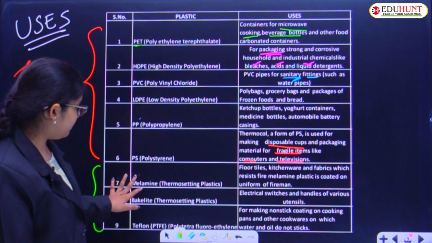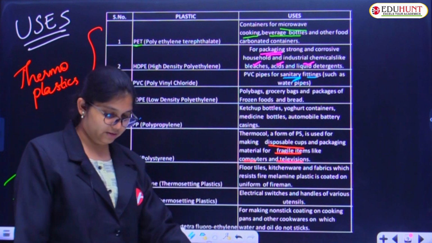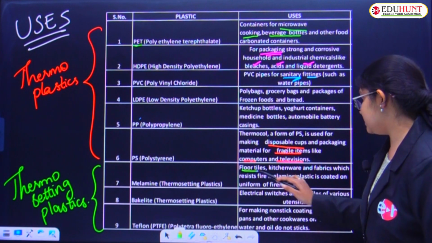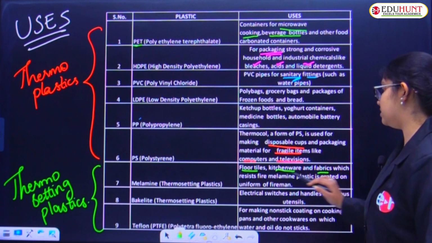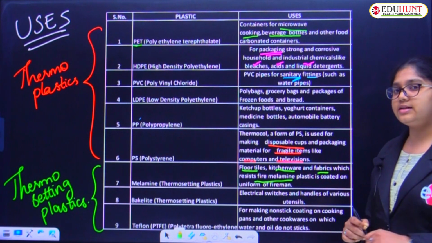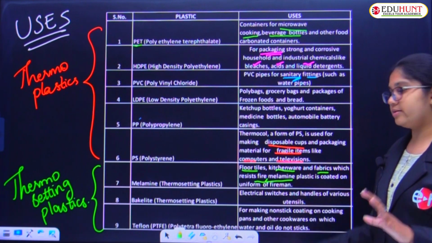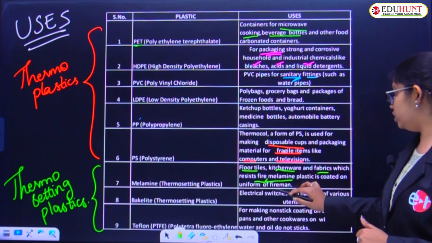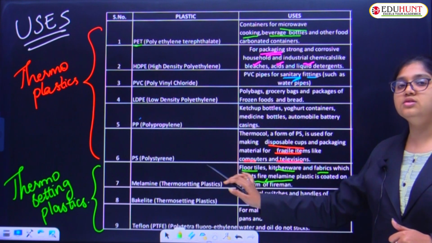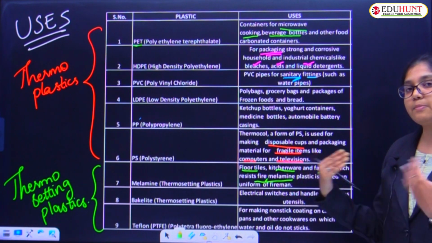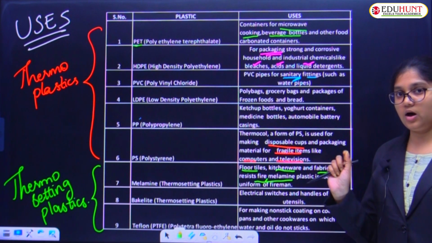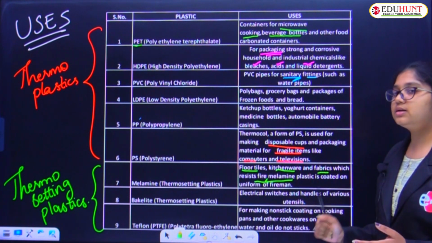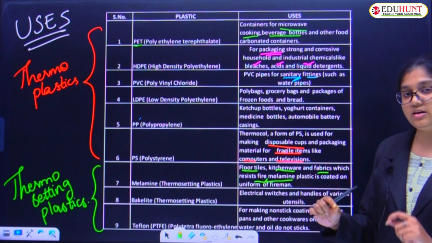And if you see over here, melamine is used in floor tiles, kitchenware and fabrics which resist fire. For example, firemen wear such clothes, right? So for their uniform, they use thermosetting plastics. Because at high temperatures it does not melt, it holds its shape without remelting or resoftening. That type of uniform of a fireman is made up of melamine.